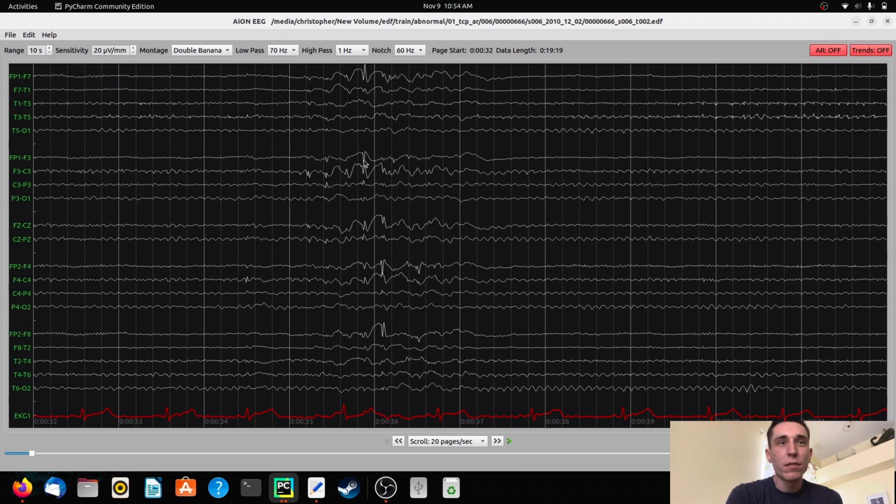Now these aren't artifact, they aren't coming from a source that isn't the brain. This is actually coming from the brain, these little spiky things here. And if we look at what electrode sites they are coming from, it seems to be coming from the front of the brain. Spike and wave.